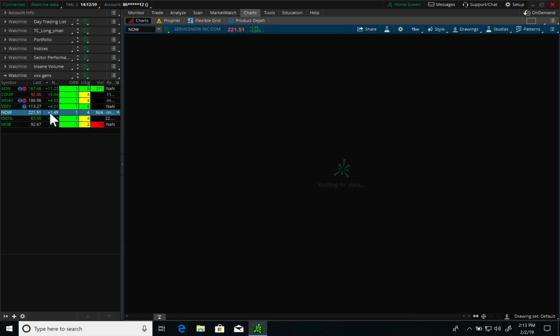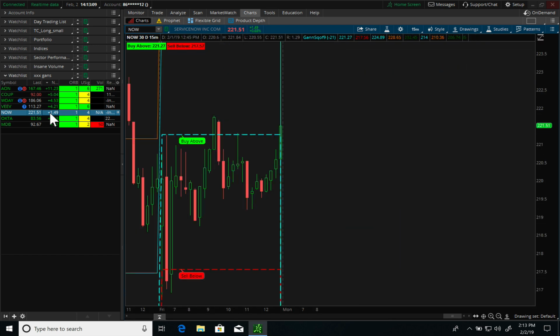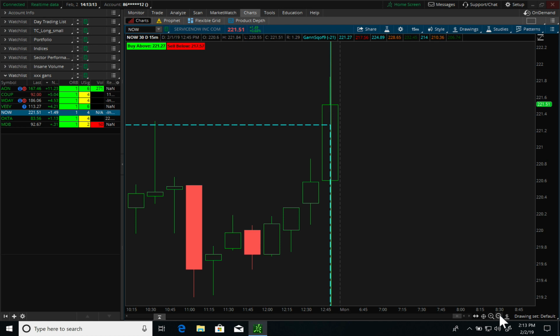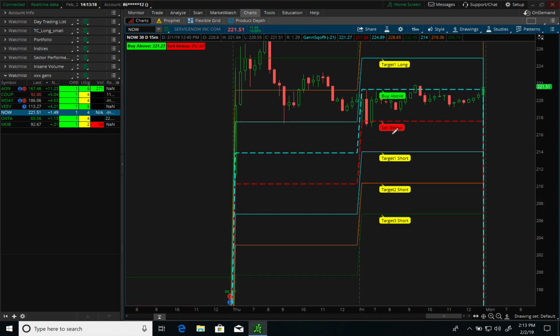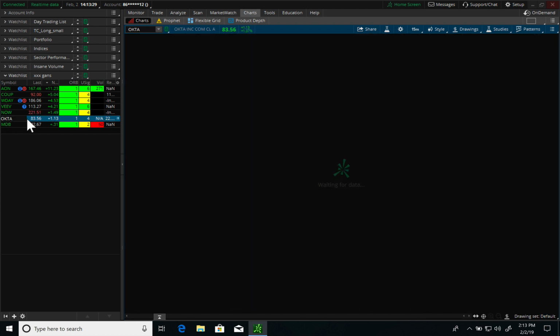Let's take a look at NOW, which we know also was doing well. Most of the cloud companies did very well over the last couple of days. In this case, let's take a look. This is a good example where the buy above never got truly taken out, right? A full bar really didn't cross above, so this is one example where you would not take any action on it.